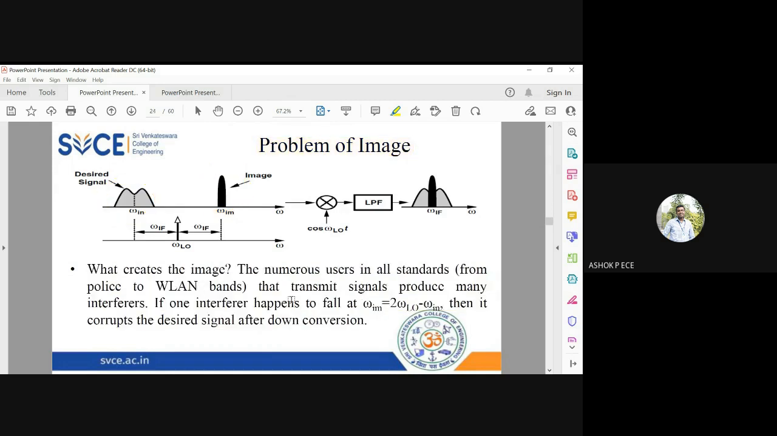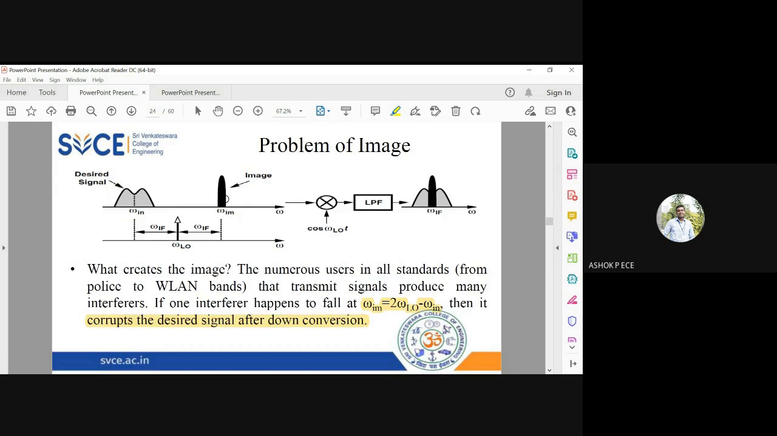Okay, so what creates an image? When this condition is satisfied, the image is going to fall in band with your desired signal. So when the image frequency is 2 times omega LO minus omega in, this is going to be the reason for your image signal. And what is the consequence of the image signal? It might look far away from the signal before mixing, but after mixing, it will interfere with your signal and finally corrupt your signal. So down conversion of a signal with image will result in corruption of the desired signal after down conversion.